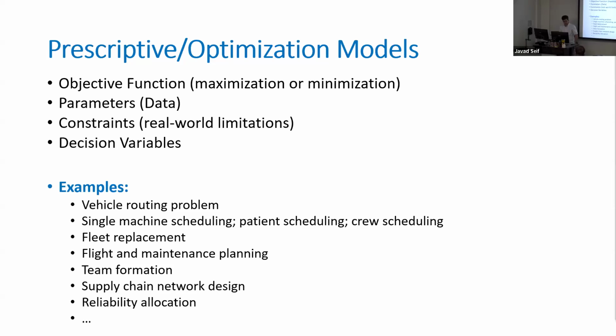The next type of problem is single machine scheduling, patient scheduling, crew scheduling. For example, a single machine: you have one machine and multiple jobs that need to be processed on that machine. And those jobs have different processing times, and they have different due dates.